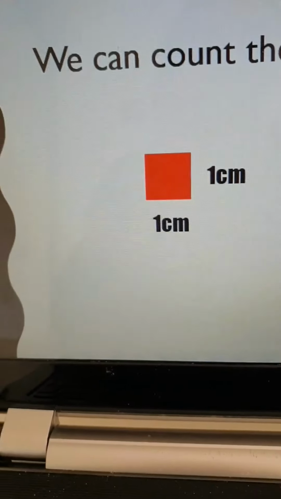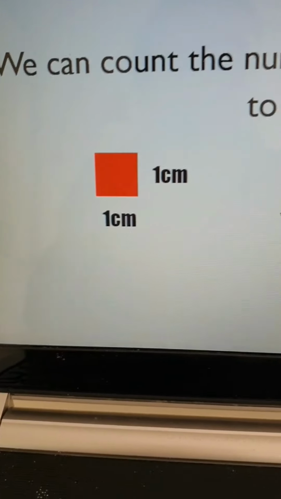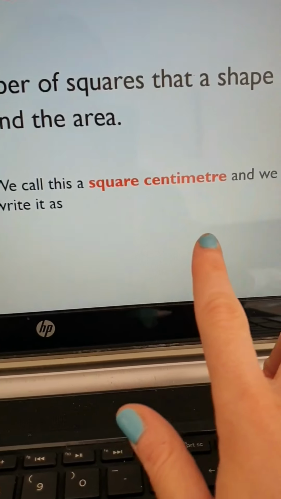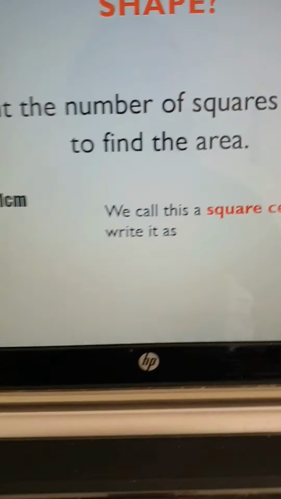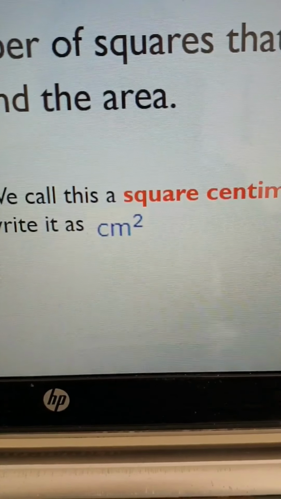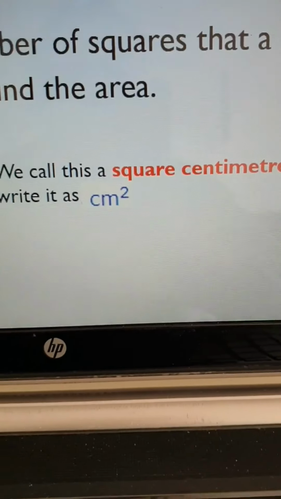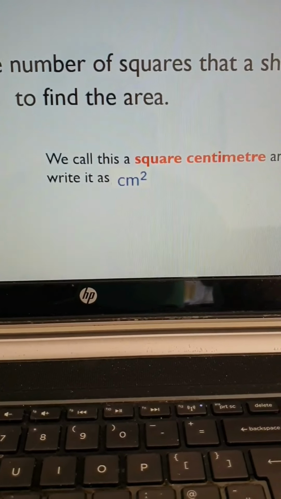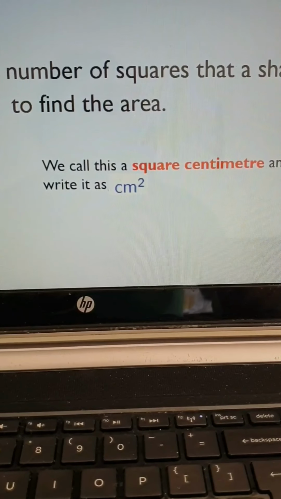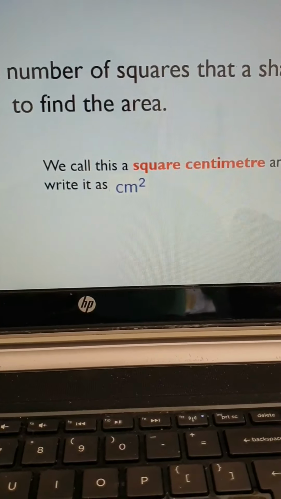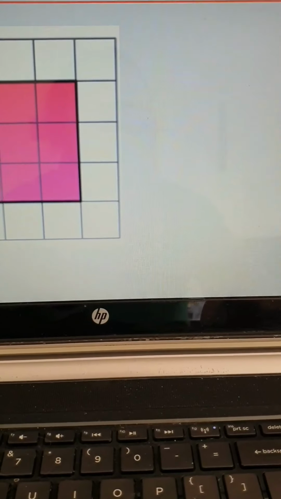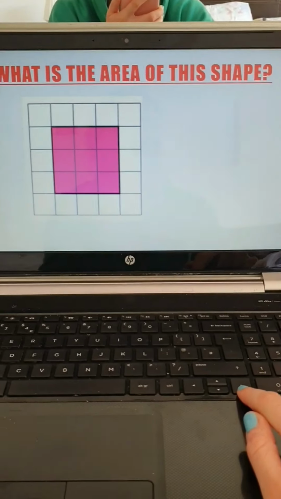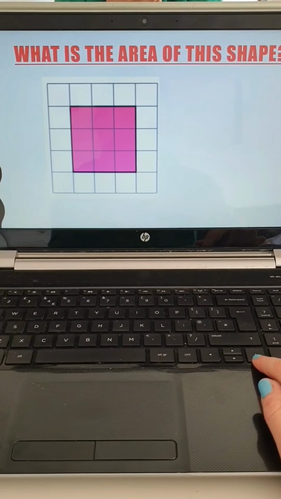So we are going to call these square centimeters, or if we were writing it down, we would write it as cm squared, okay? Now, that probably sounds really confusing right now, but as we get into it, it will make more sense, okay? So let's get straight in. What is the area of this shape?